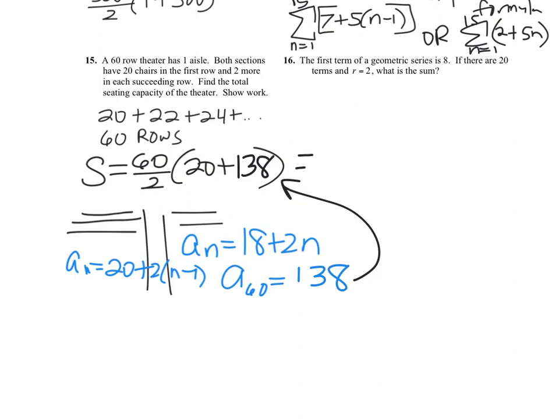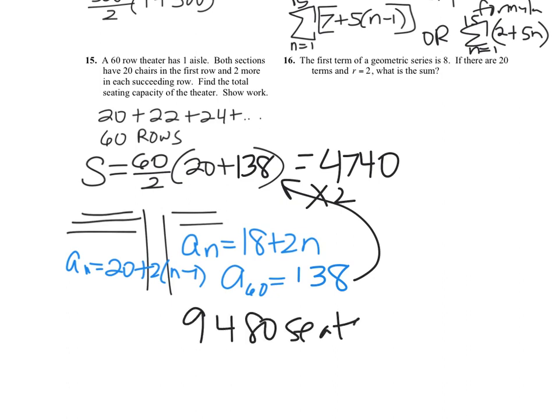Don't forget at the end to multiply this one by 2. I don't know if I'm going to put such a tricky one on there. It might just have one section. But there's 4,740 seats in that one section, and there's 2 of those. So there's 9,480 total seats.